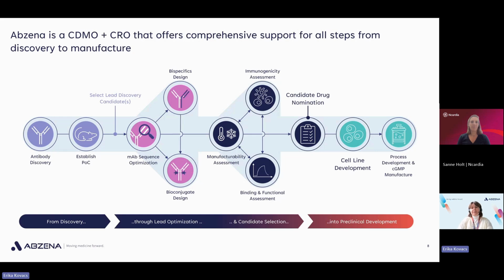So we have experts who will really guide you through the right bispecific design, optimizing the sequence, also bioconjugate expertise. And then we have a full suite of analytical and bioassays to really interrogate these top lead candidates to assess them from a functional viewpoint, also manufacturability and safety assessments. And once we've narrowed it down and selected that top lead candidate, then we have an excellent cell line that will take you really quickly into cGMP manufacture, and we support you all throughout this process.